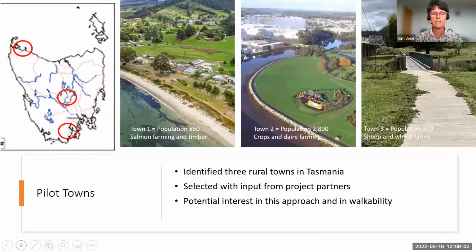So town 1 is in the south of the state, has a population of just under 900 people, is on the coast, and the main industries in that area were salmon farming and timber production. Town 2 is up in the far northwest and was the largest town, almost 3,000 people, and that was more on a river estuary, and they had crops and dairy farming as their main products. And town 3 was our smallest town with only about 300 people and was more of a sheep farming area. So quite diverse when it comes to that sense of what was going on in these towns. And we're also guided by their interest in investigating active living in these towns.